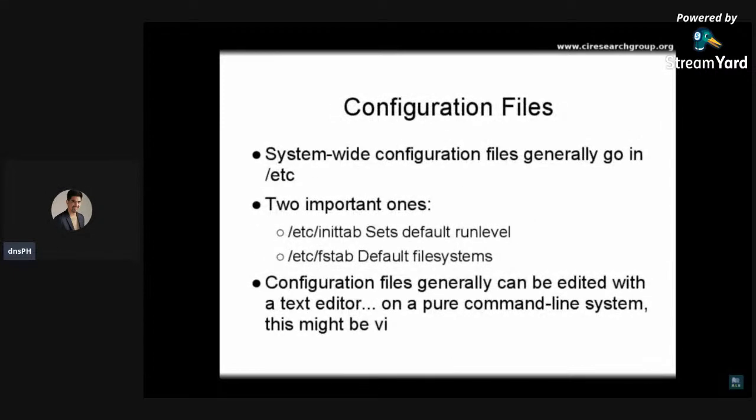As mentioned a moment ago, system-wide configuration files generally go in /etc. Two important examples of files in /etc include /etc/inittab, which sets the default run level, or whether the system is going to boot to text mode or graphical mode, and /etc/fstab, which contains the file system table, indicating to the kernel where to find different file systems that need to be mounted at boot time.